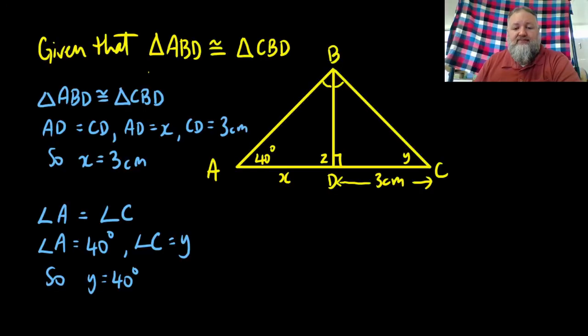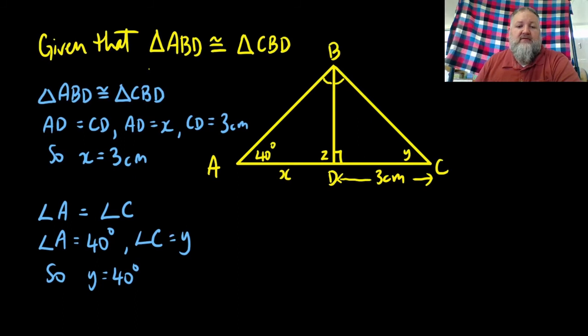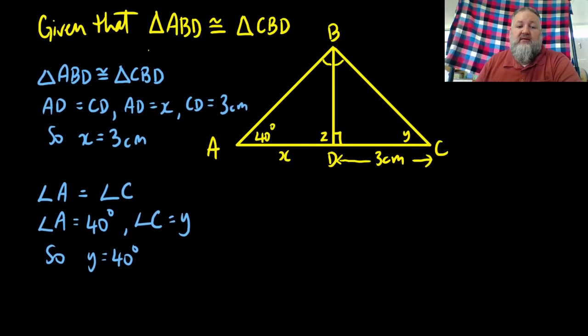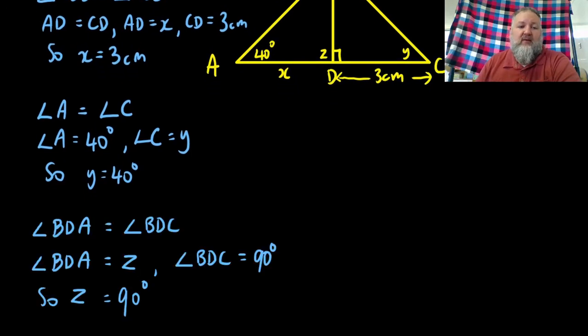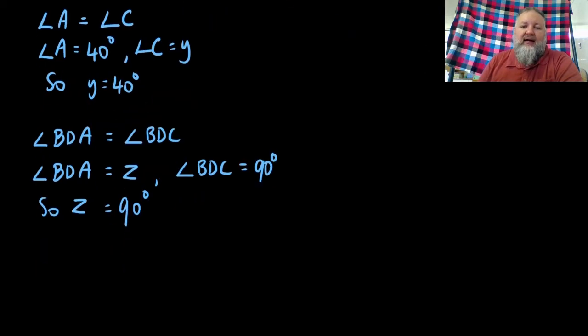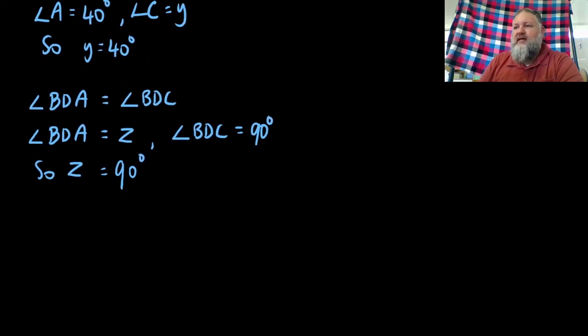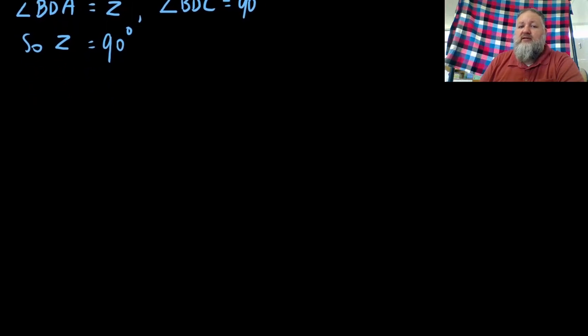Next thing we want to do is find the other missing bit. Once again, it's the same idea. We've got this angle BDA, which you probably can't see all of anymore, but that's okay. We can say that it is equal to BDC, which is this one. That's z, this one's 90, so therefore z is equal to 90 degrees. That's a really easy example of using these ideas.